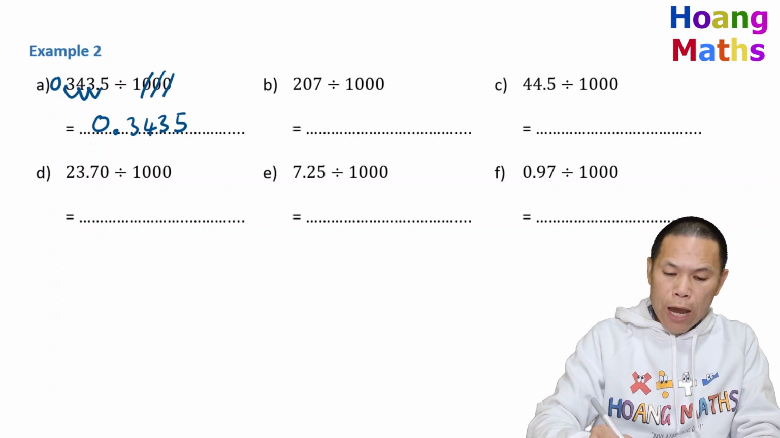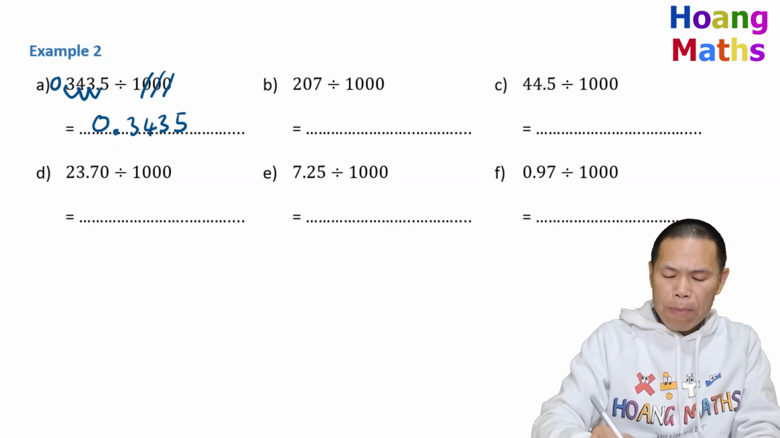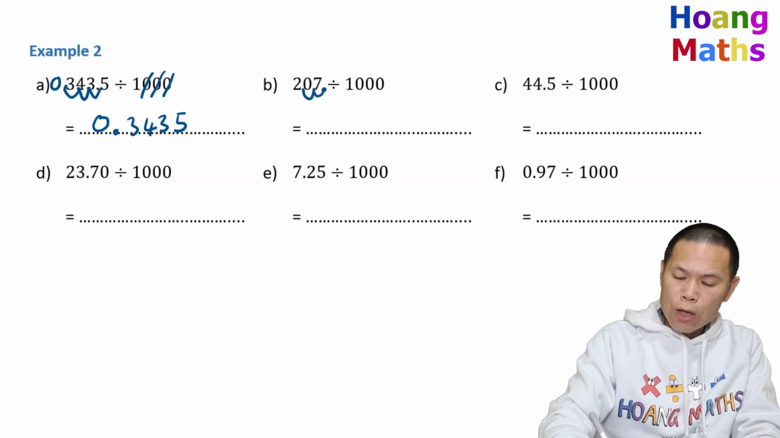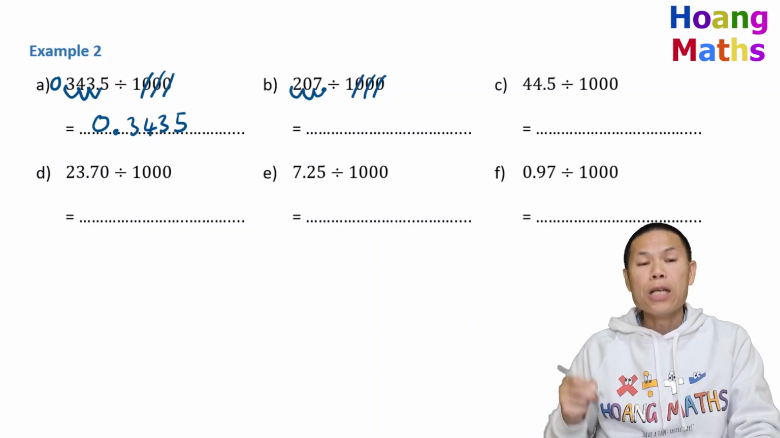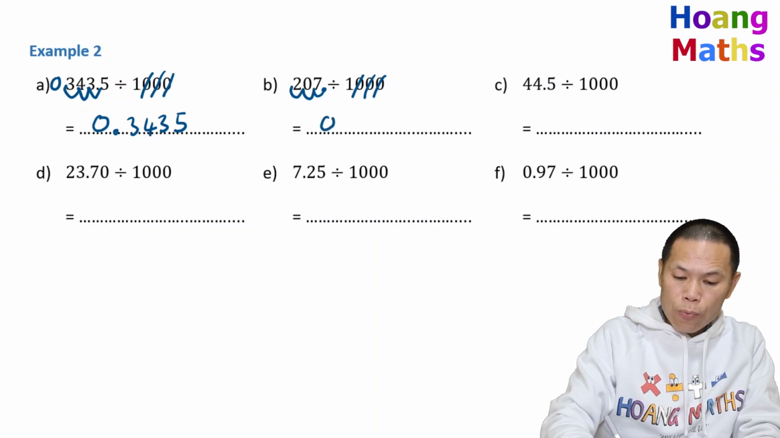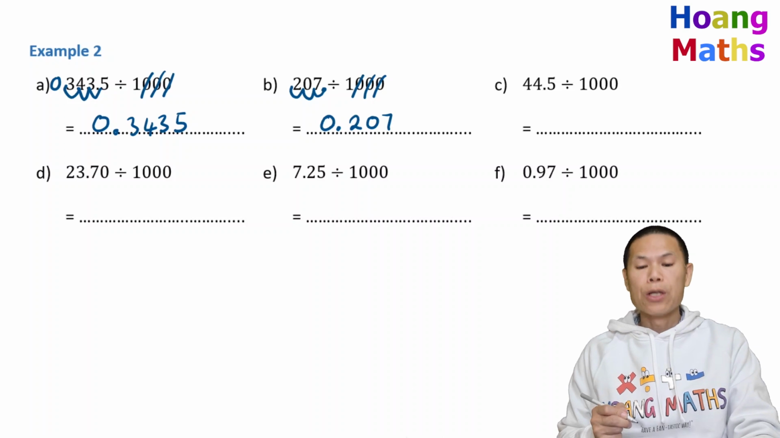Part B. We have 207 divided by 1,000. No decimal point. It means right at the back here. So we just move 1, 2, 1, 2. We cancel 1 more and 1 more here. So 0.207. So the answer is 0.207. So there you go.